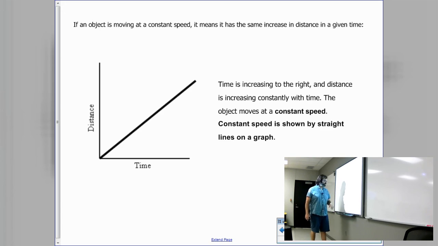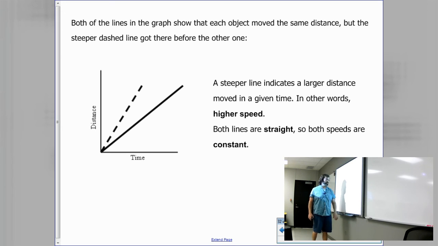And again, that slope will tell us how the object's moving. It could be positive or negative. A steeper slope indicates a higher speed. Notice both of these lines, the dotted and the solid line, are both moving at constant speeds, but the dotted line has a higher speed because it has a higher slope. The solid line is a lower sloped line, and so again, it has a lower speed.